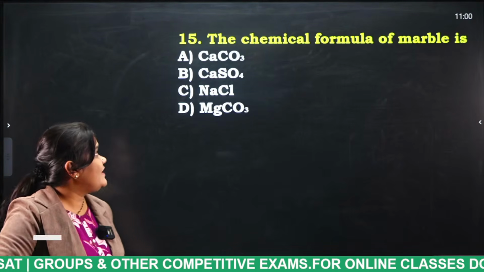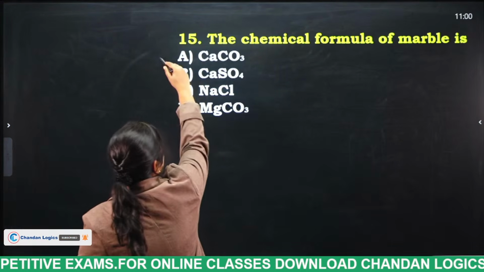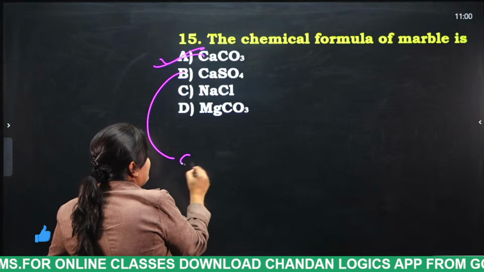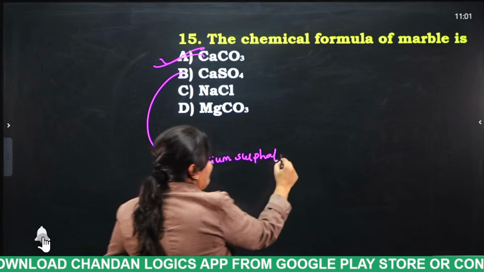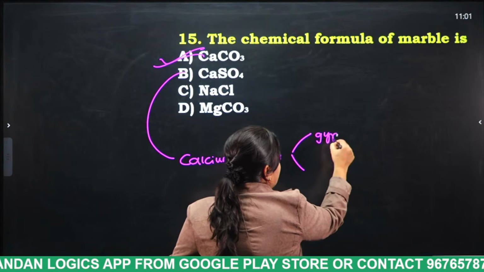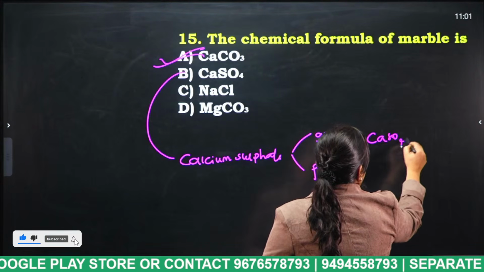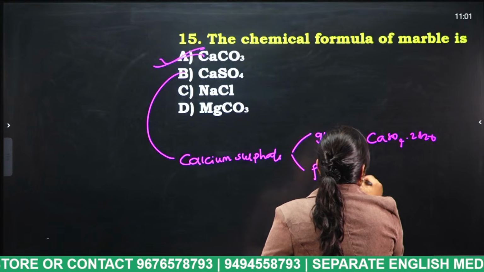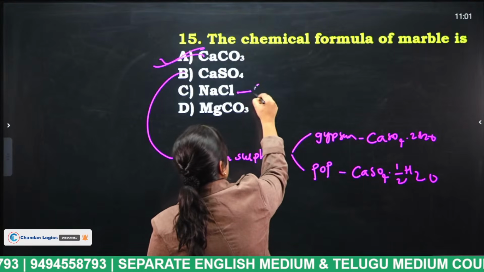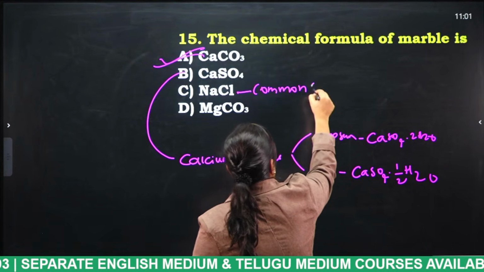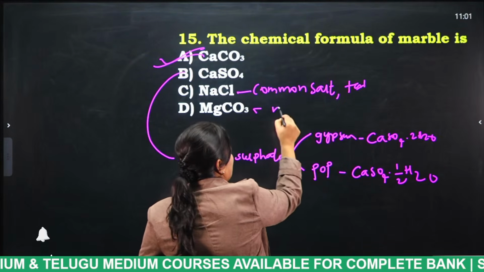So what is the answer for this question, students? It is calcium carbonate. It is nothing but what, students? Calcium carbonate. This is calcium sulfate. There are different forms of calcium sulfate, like gypsum and plaster of Paris. Gypsum is CaSO4·2H2O and plaster of Paris is CaSO4·½H2O, hemihydrate. NaCl is nothing but what, students? Common salt or table salt. Magnesium carbonate is nothing but magnesite.